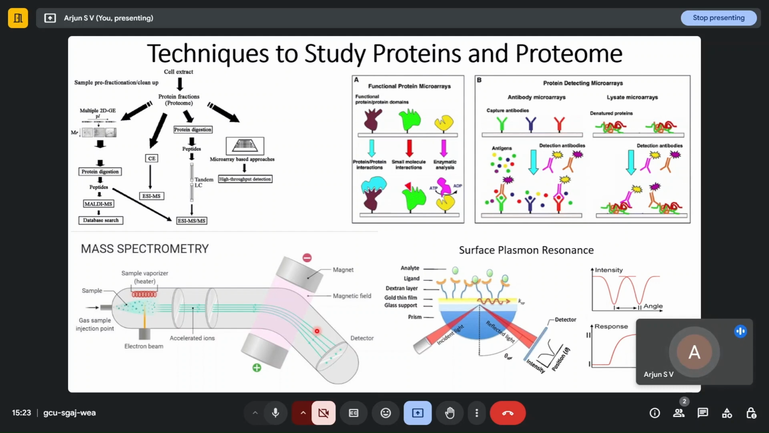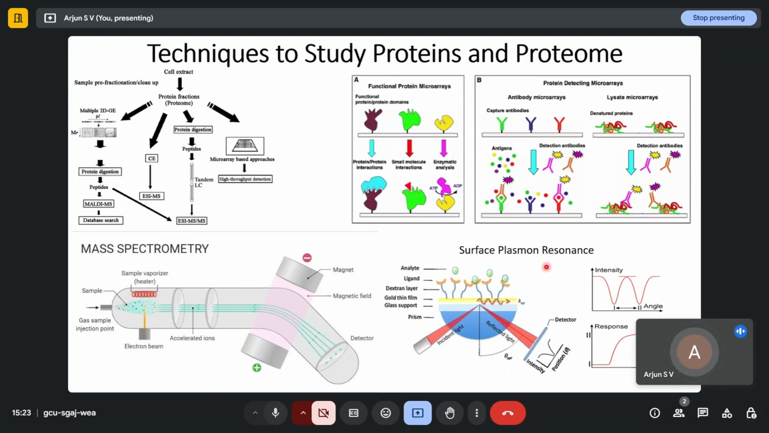And following that, we also saw other techniques to study proteins in the proteome, which involves high throughput techniques like microarrays. Microarrays are divided into two types. One is the abundance based microarrays, and one are the functional based microarrays.